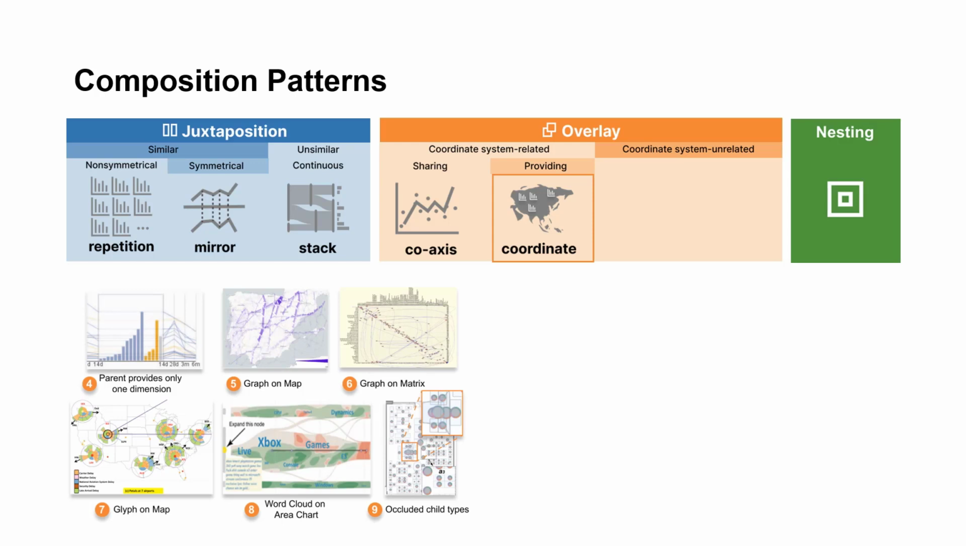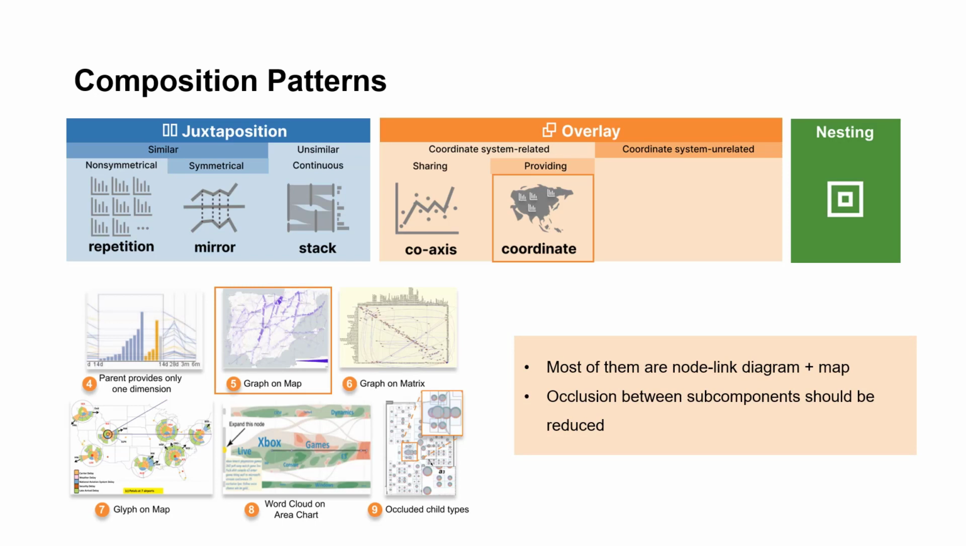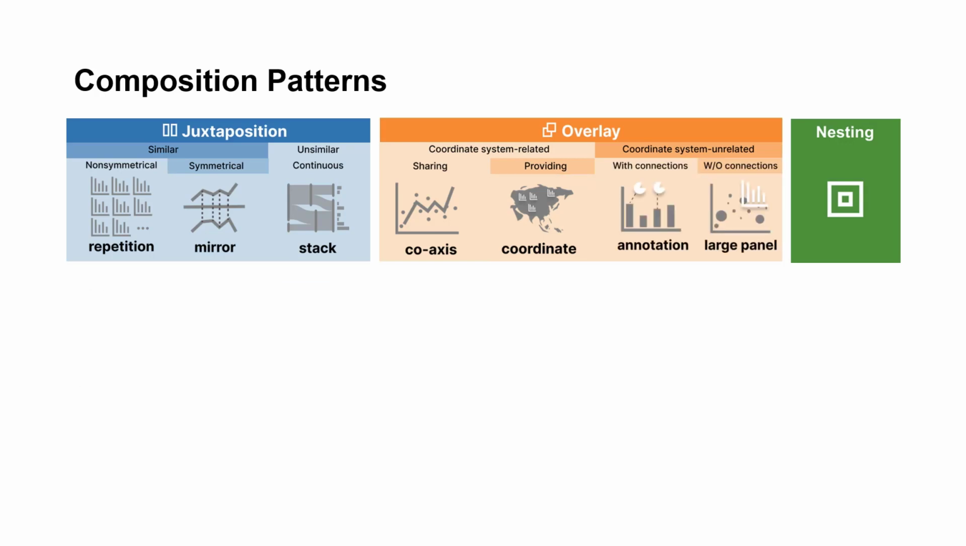The picture shows several examples of coordinate visualization. The most common situation is to place the node link diagram on the map. When designing a coordinate visualization, since occlusion between parent and child components is unavoidable, occlusion between child components should be minimized.